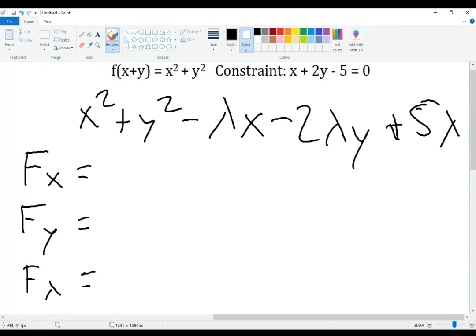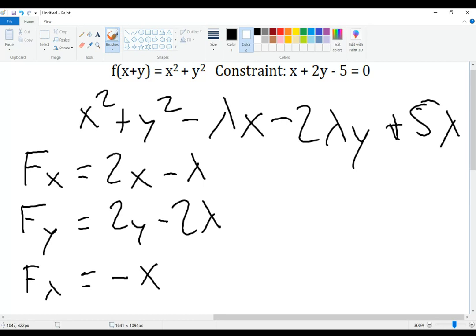So for x, when you take the partial derivative of all this, you're going to get 2x minus lambda, since it's minus lambda x over here, the x disappears. For y, similarly, it's going to be 2y minus 2 lambda. And for f of lambda, you're going to get minus x minus 2y plus 5. So we're going to set them all equal to 0.